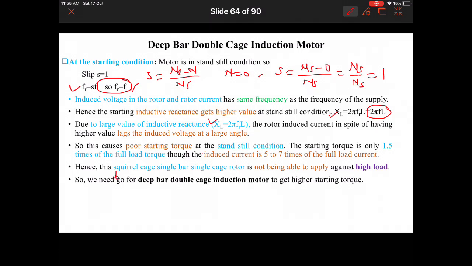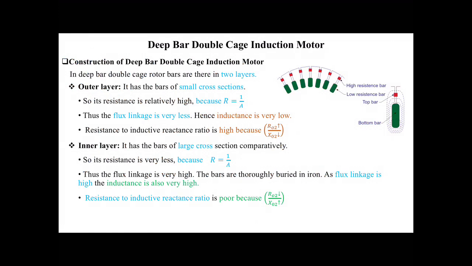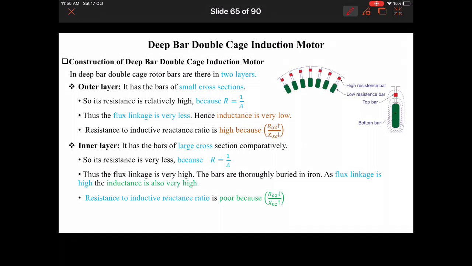So we need to go for a deep bar cage induction motor to get high starting torque. The construction of a deep bar double cage induction motor is shown. Here we have two bars. One is the low resistance bar, represented by the green color, and the other is the high resistance bar, represented by the red color. In a deep bar double cage rotor, bars are there in two layers.